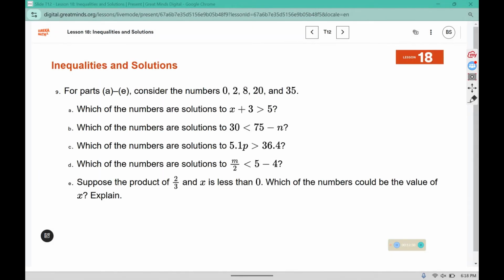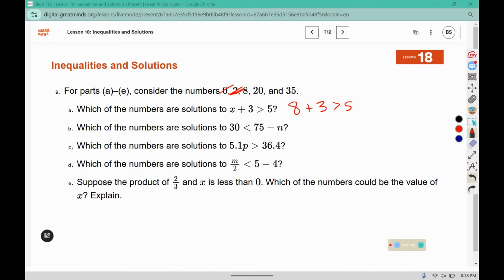For parts A through E, consider the numbers 0, 2, 8, 20, and 35. Which of the numbers are solutions to x plus 3 is greater than 5? Is 0 plus 3 bigger than 5? No, because 3 is not bigger than 5. What if I replace the x with the 2? Is 2 plus 3 greater than 5? Well, 5 isn't bigger than 5. It's the same. So no, that one doesn't work either.